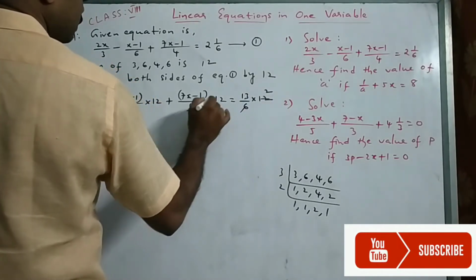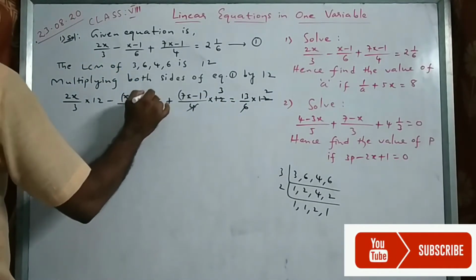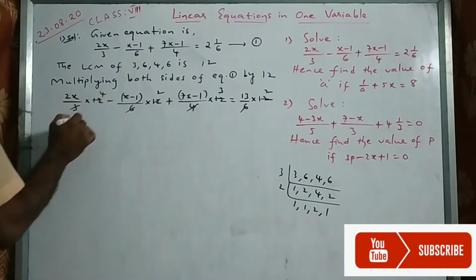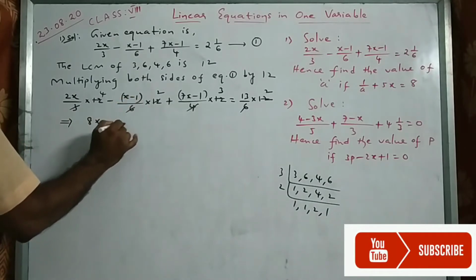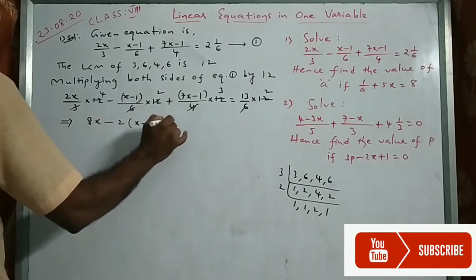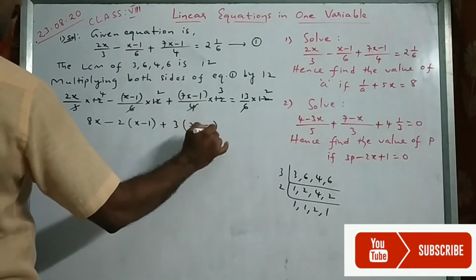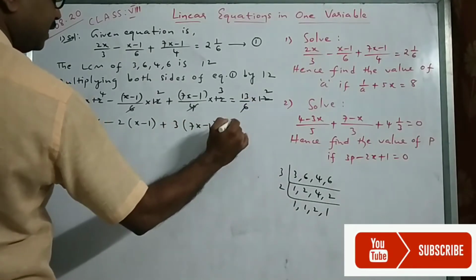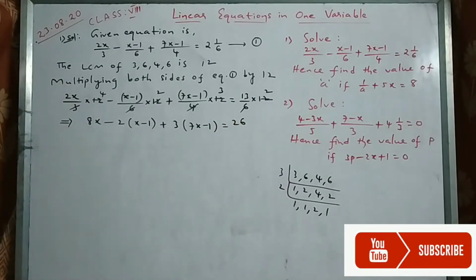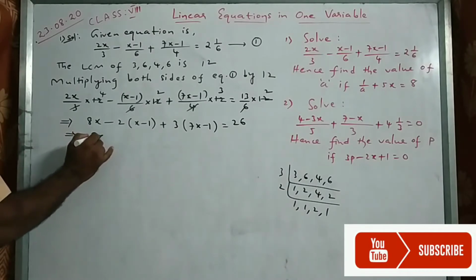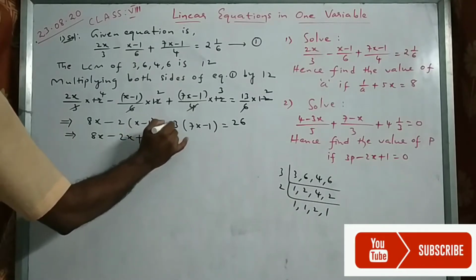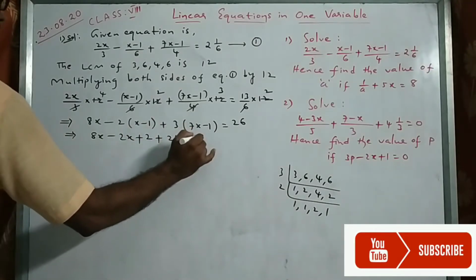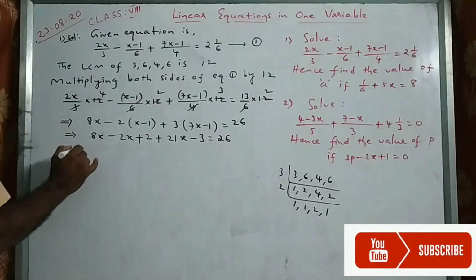So 4 twos are 8x, so 2 into (x minus 1), here 3 into (7x minus 1), equal to 2 into 1, 2. Now simplify this: 8x minus 2x plus 2, plus 21x minus 3, equal to 26.